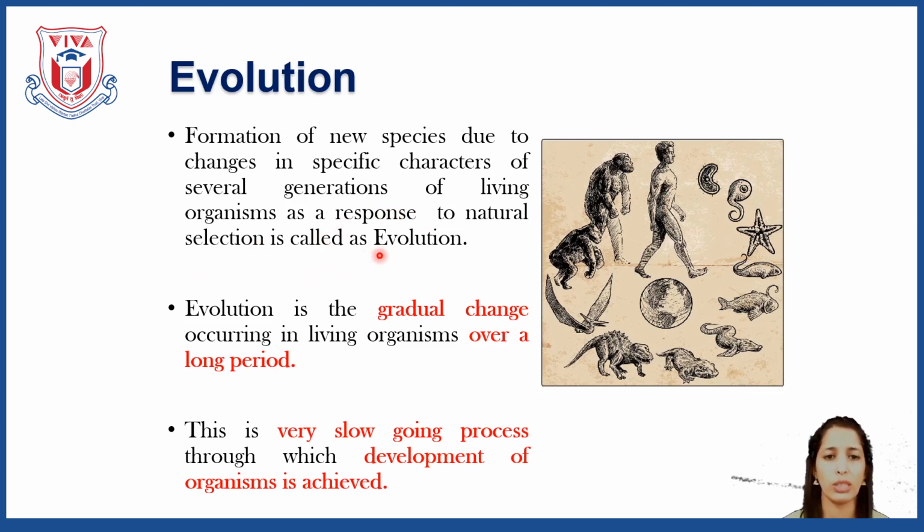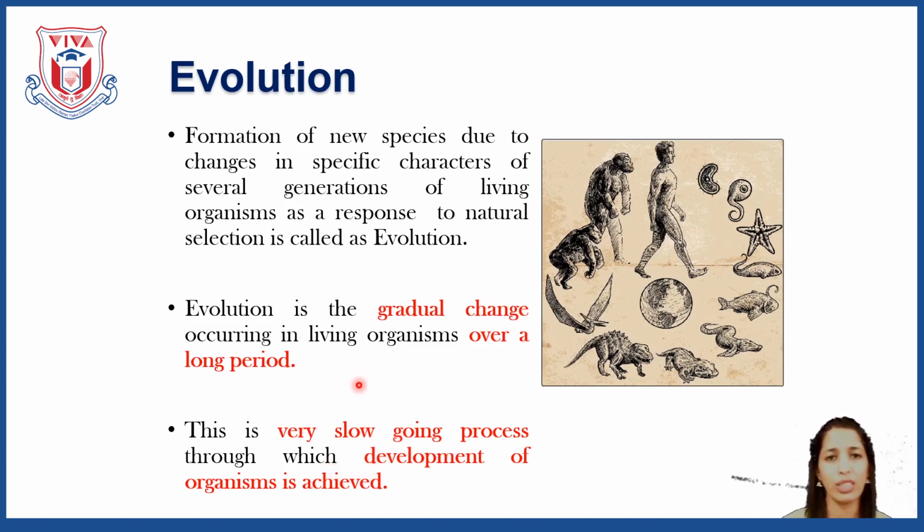Now, evolution is nothing but a gradual change. It is a slow process. The changes are occurring but very slowly, at slow pace. Gradually, it is changing, and it takes a long period. Okay, so evolution means the gradual development, gradual change occurring in living organisms over the long period. This is a very slow process through which the development of organism is achieved.